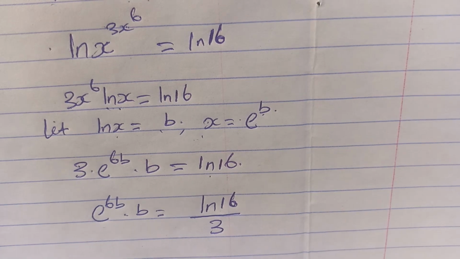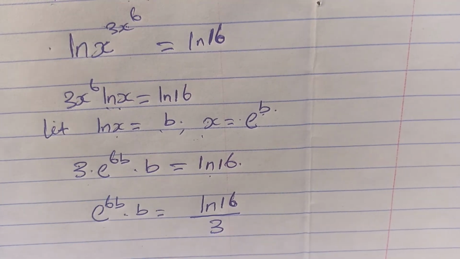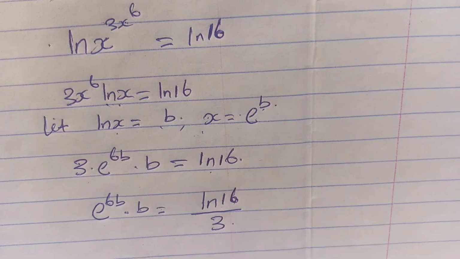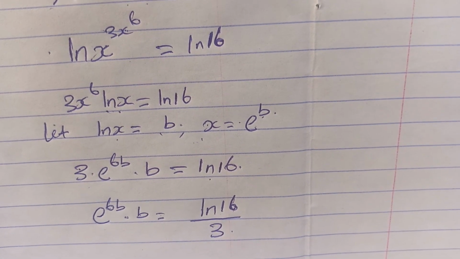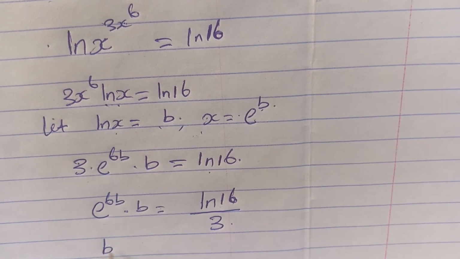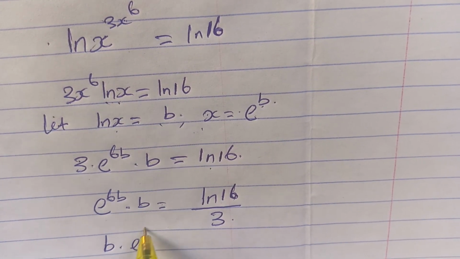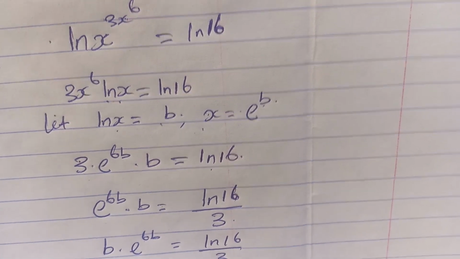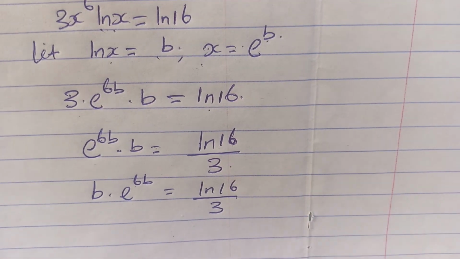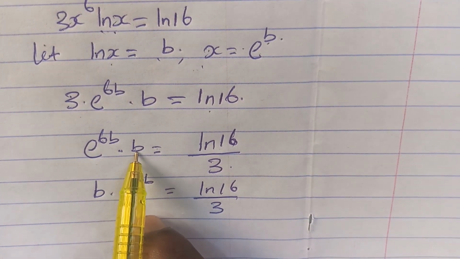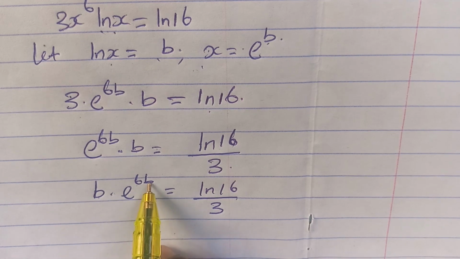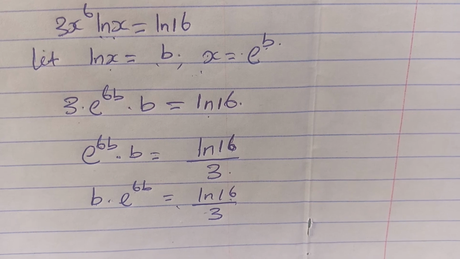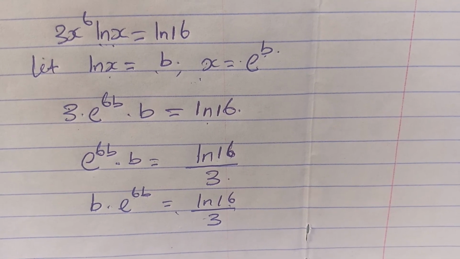Because we want to divide, we divide both sides by 3, giving exponential 6b times b equals ln 16 over 3. So we can write this as b times exponential 6b is equal to ln 16 divided by 3. What we just did is interchange the order, putting b here. So at this junction, we want to apply the Lambert W function.